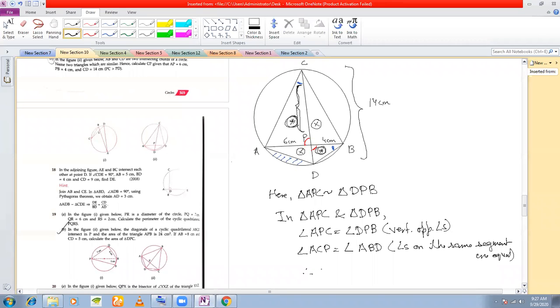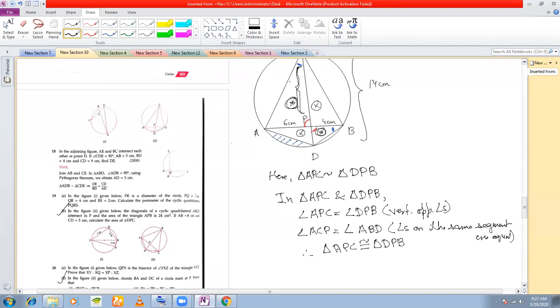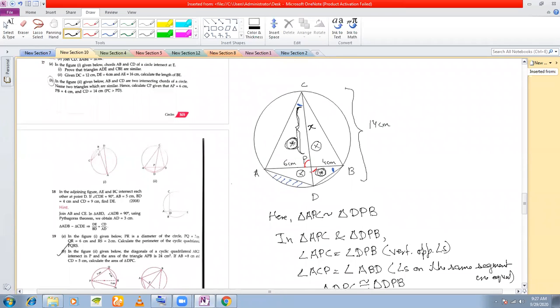Therefore, two angles I have proven to be equal. Therefore, triangle APC is similar to triangle DPB. Now they have asked you to find out CP. So let us say I take the length of CP as X. What should be the length of PD here? PD should be 14 minus X, because this entire length is 14. If I take this length as X, then this length PD will be 14 minus X. And AP is 6 centimeters, PB is 4 centimeters.